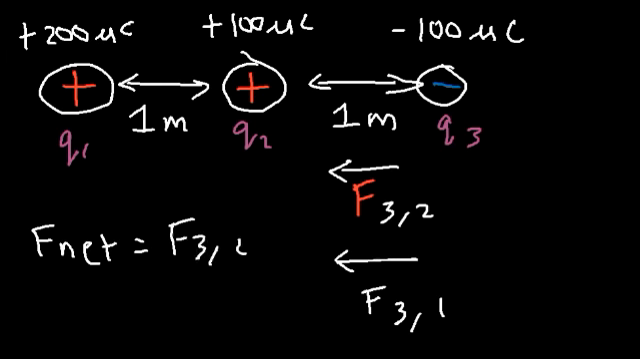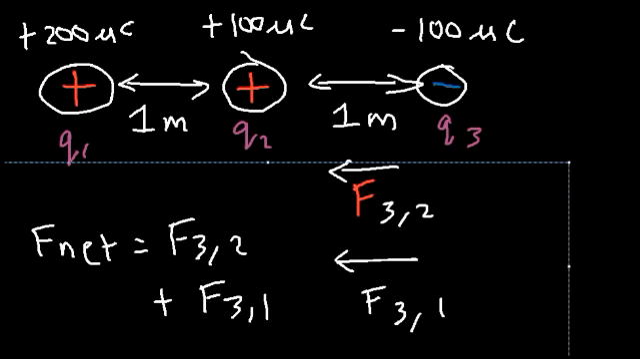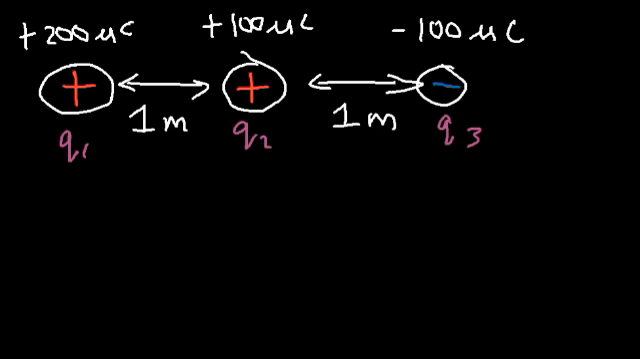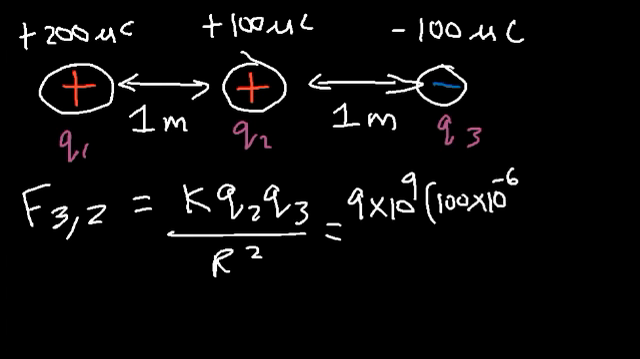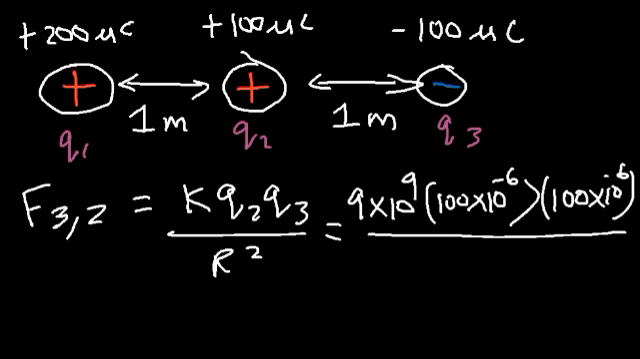It's F32 plus F31. So let's go ahead and calculate F31 and F32. Let's start with F32. The force between charges Q2 and Q3 is going to be K Q2 times Q3 divided by R squared, where K is 9 times 10 to the 9, Q2 is 100 times 10 to the minus 6 coulombs, and for Q3 we're not going to worry about the negative sign because we already talked about the direction of the force vector. So for Q3 I'm just going to plug in 100 times 10 to the minus 6. And then R, the distance between Q2 and Q3, is 1.